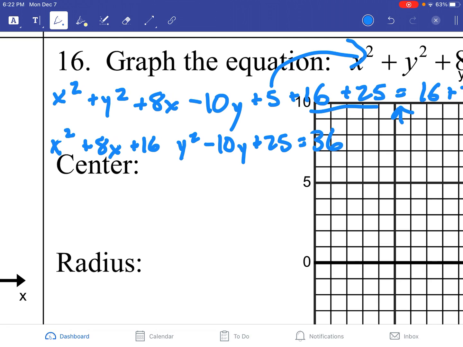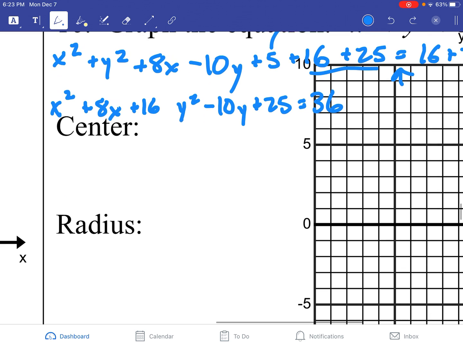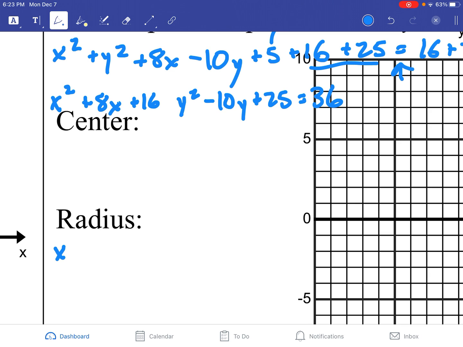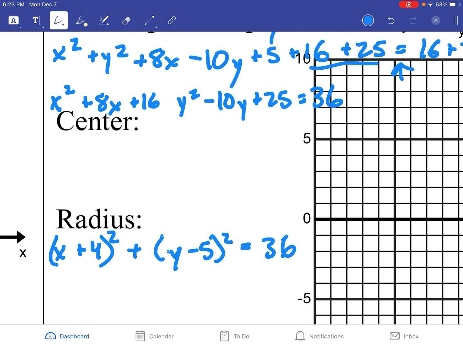Okay, now we're going to factor the x values and the y values. You're going to have x, I'm going to put it in the bottom there. You're going to have x plus 4, quantity squared, plus, because it's a circle, y minus 5, quantity squared, equals 36. And that is your equation.